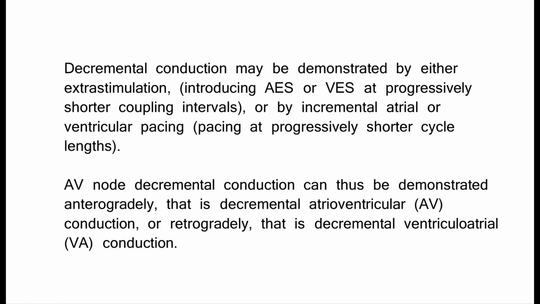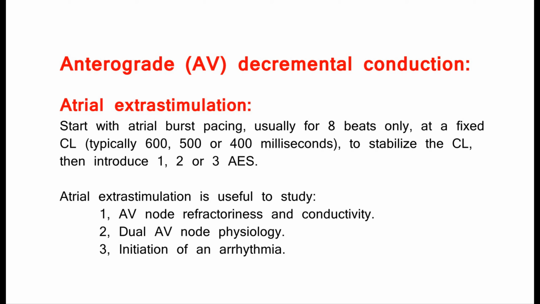Decremental conduction may be demonstrated by either extrastimulation, introducing EASE or VES at progressively shorter coupling intervals, or by incremental atrial or ventricular pacing, pacing at progressively shorter cycle lengths. AV node decremental conduction can thus be demonstrated anterogradely, that is decremental atrioventricular, AV, conduction, or retrogradely, that is decremental ventriculotrial, VA, conduction.